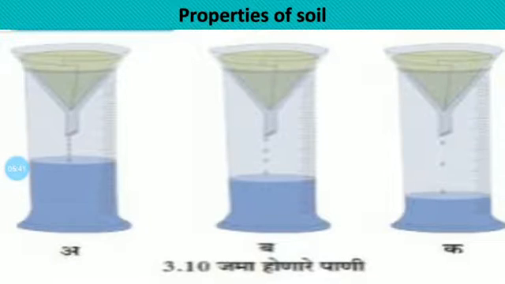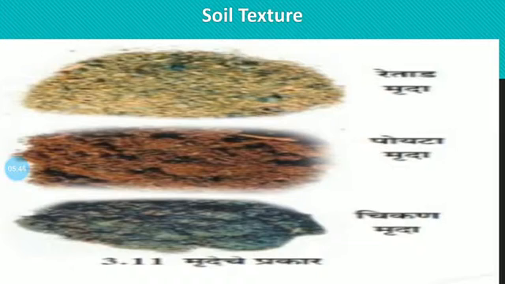Next is the soil texture. In this topic, soil contains particles of different sizes. The texture of the soil is determined by the proportion of particles of various sizes in it. Following are the types of soil on the basis of its texture.